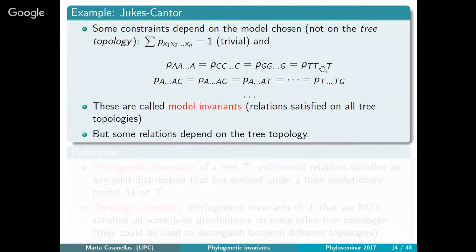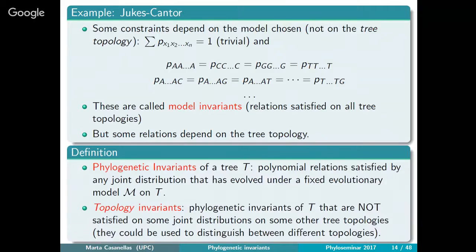And as these equalities do not depend on the tree topology, these are called model invariants. They are relations satisfied by this model on all the tree topologies. But there are some relations that could be of more interest because they depend on the tree topology.